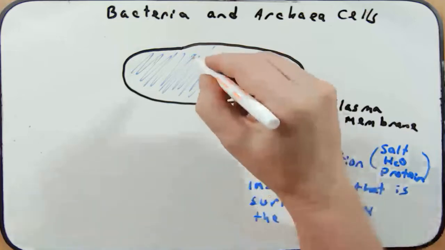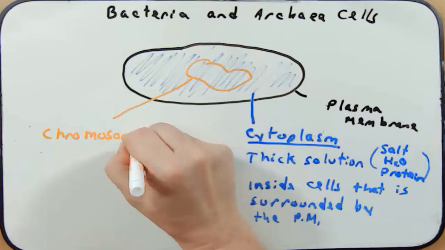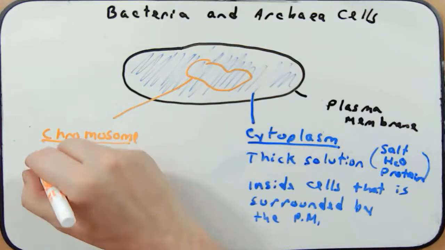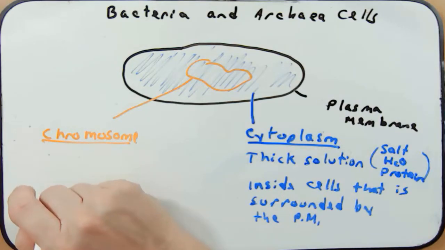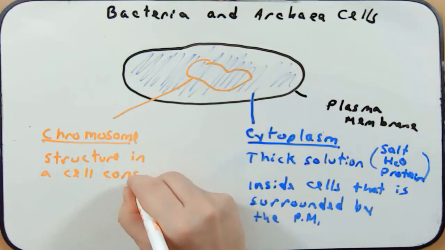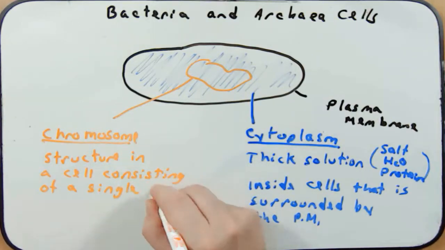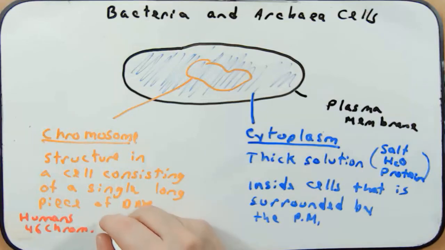Next, let's talk about the chromosome within the bacterial cells here. We've talked about the chromosome before, but let me remind you what it is. It's a structure in a cell consisting of a long molecule of DNA. So in humans, we have 46 chromosomes. And remember, whenever we've drawn them before, we think of them as a single linear piece of DNA. And again, in humans, there are 46 of these.